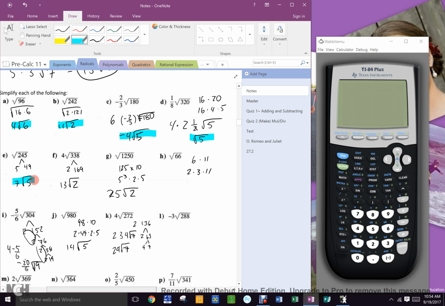Do some highlighting. 288 is 144 times 2. Out comes a 12, negative 36 root 2. Maybe it'll show up in a second. There it is.